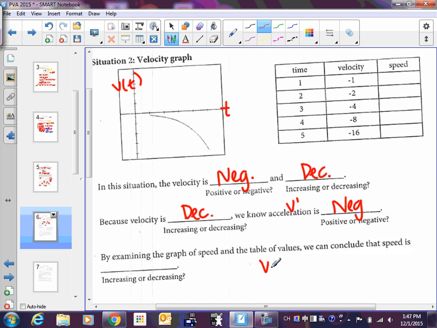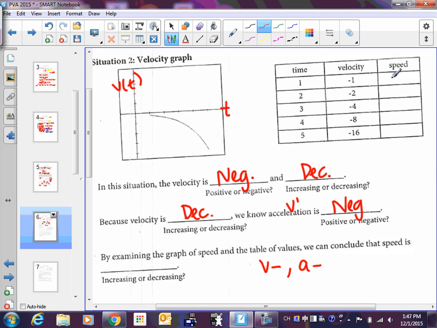Okay, so we have a situation here where velocity is negative and acceleration is negative. So do you think this is a situation where a particle is speeding up or slowing down? I'm getting some of each. So here's how we know for sure.